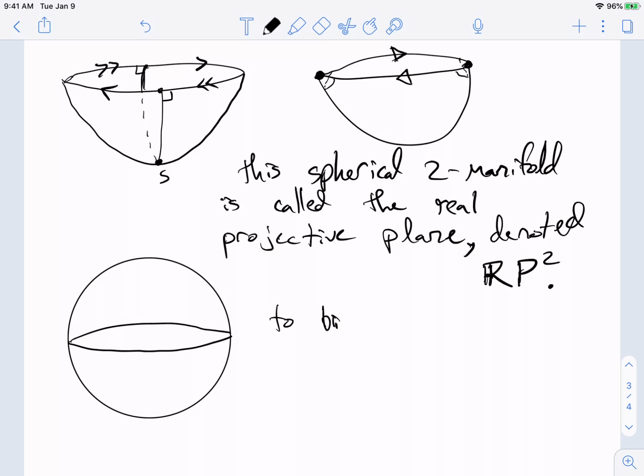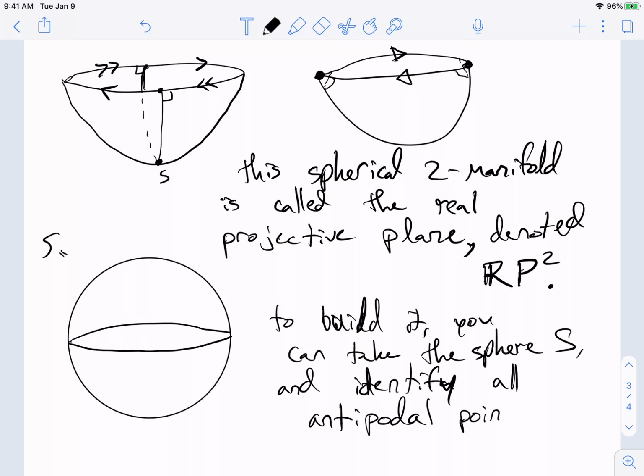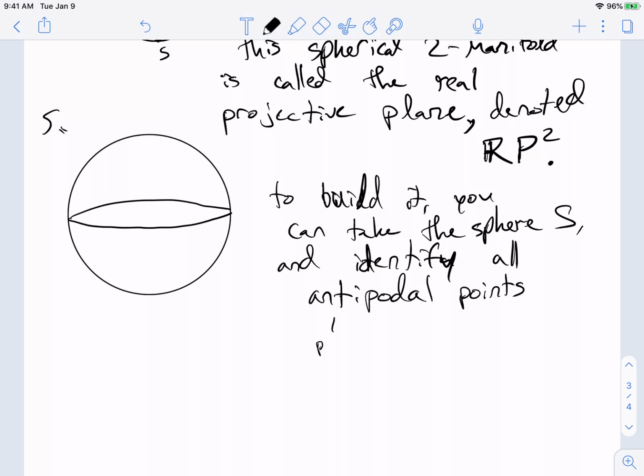To build it, another way to build it, different from what we just did, you can take a sphere, which let's call S, and identify all antipodal points. And antipodal just means points on opposite sides of S. So for instance, the North Pole gets identified with the South Pole. This point, I go through the center of the Earth, see where I come out, gets identified with that point, etc. And if I make this identification, in other words, I glue all antipodal points together, what do I get?